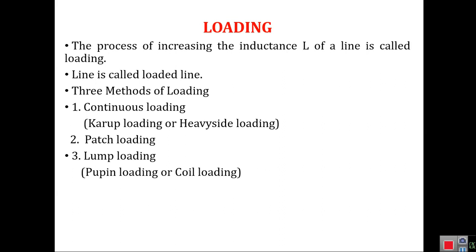The process of increasing the inductance L of a line is called loading. A line with increased inductance is called a loaded line. There are three methods of loading: continuous loading, patch loading, and lump loading. Continuous loading is also called Krarup loading or Heaviside loading. Lump loading is also called pupin loading or coil loading.